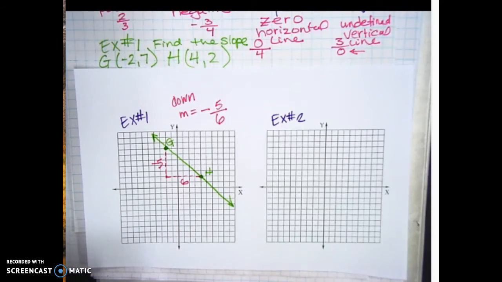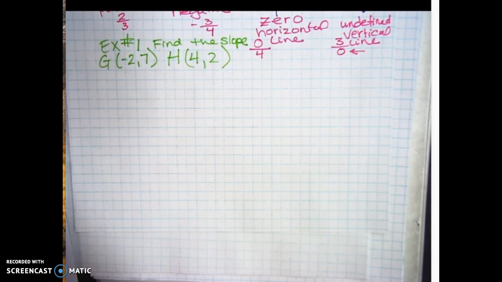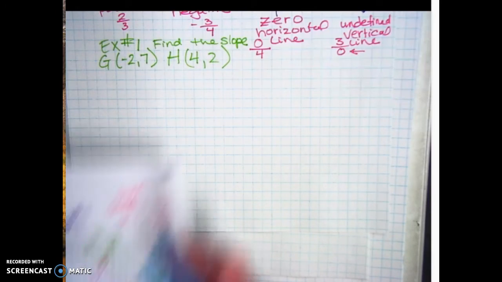All right? Let's pretend you didn't have graph paper. You don't have graph paper, so you have to do it algebraically. Okay? So algebraically, let me fold this under and leave it up there in case anybody's still doing it.